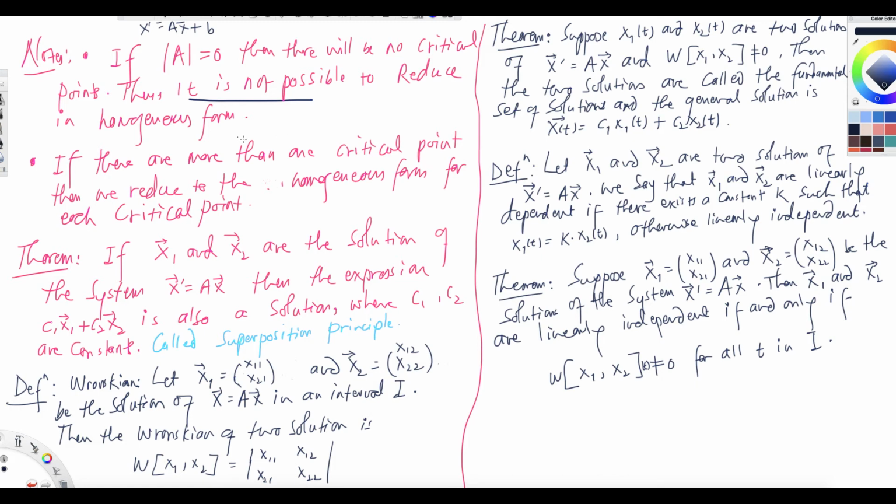And the next note is, if there is more than one critical point, then we reduce to the homogeneous form for each of the critical points. So you have to do it twice, okay? If there are 2 critical points, you do it twice; if there are 3 critical points, you have to do it 3 times, and so on.